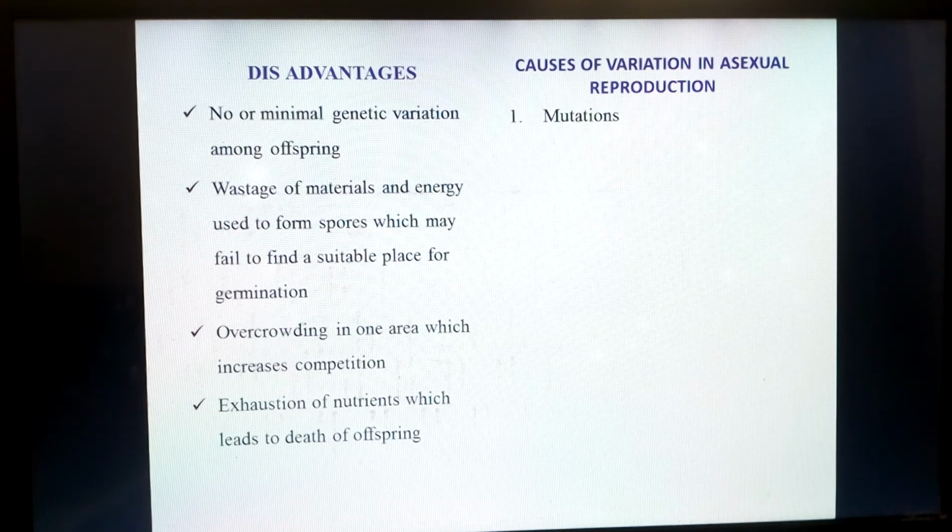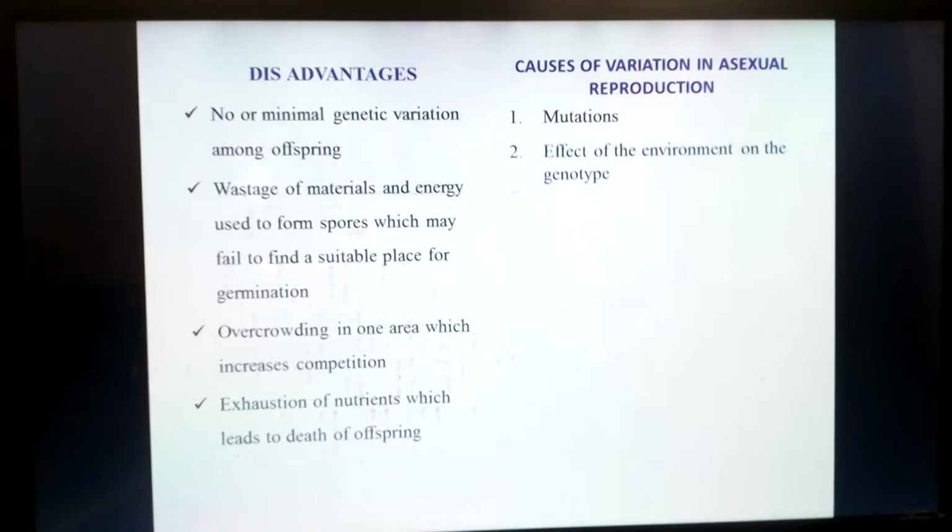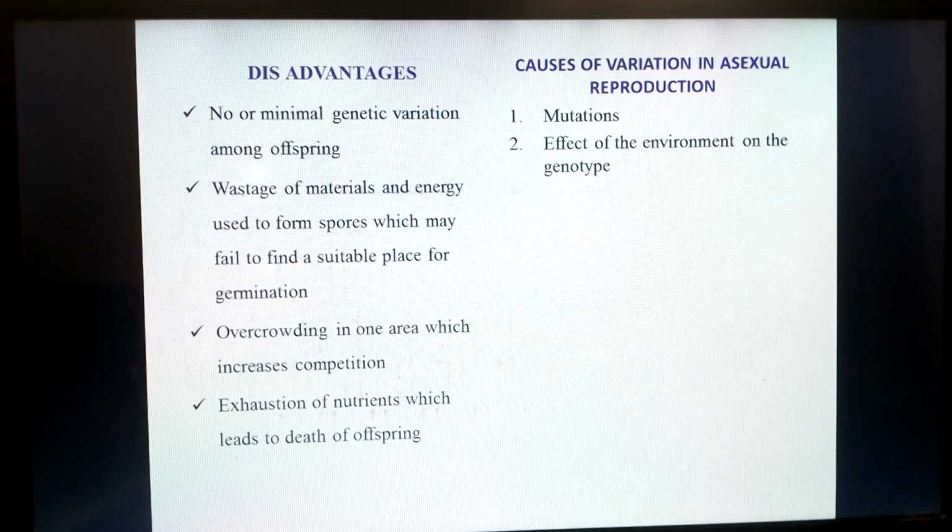We've said that there is minimal genetic variation, and if genetic variation arises during asexual reproduction, then the cause of that kind of variation could be mutation. These are sudden changes in the structure of the genome. It could be a sudden change in the structure of the chromosome, the arrangement of the base sequence, among others, or the effect of the environment, how the environment has worked on the genotype, and that introduces new varieties within a population.